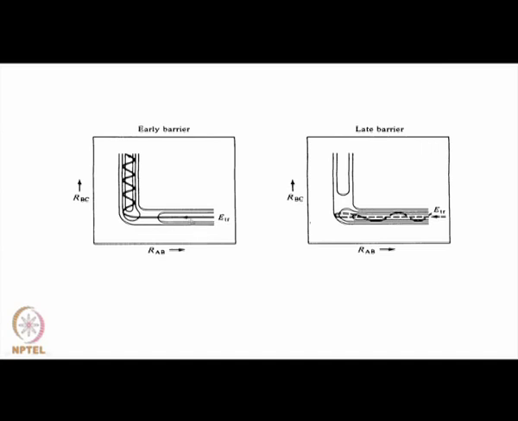Okay. So, the barrier is somewhere over here, which means it is earlier than this point. So, this is a barrier in the entrance channel. Okay. So, exothermicity is released before AB reaches its equilibrium position. Okay. So, this is one situation.